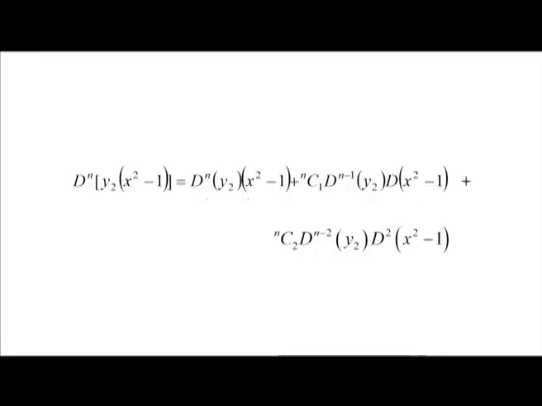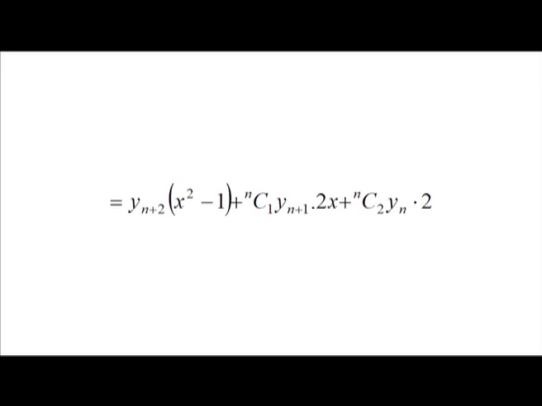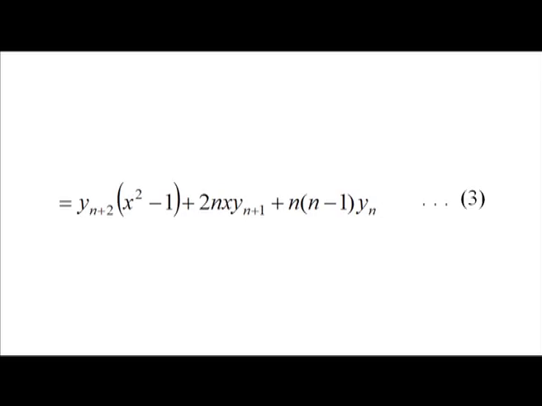we obtain d^n of y2 into (x² minus 1) equal to d^n of y2 into (x² minus 1) plus nC1 d^(n-1) of y2 into d of (x² minus 1) plus nC2 into d^(n-2) of y2 into d² of (x² minus 1), which is equal to y(n+2) into (x² minus 1) plus nC1 y(n+1) into 2x plus nC2 yn into 2, which is equal to y(n+2) into (x² minus 1) plus 2nx y(n+1) plus n into (n minus 1) into yn.